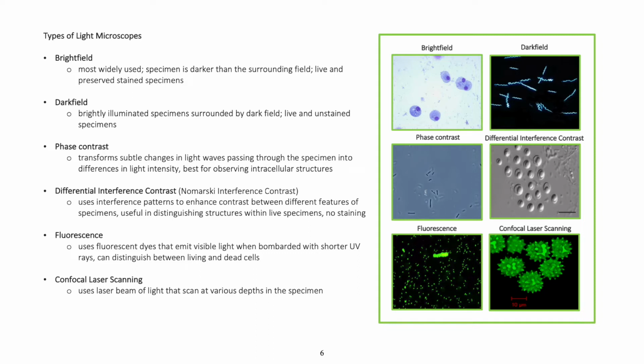Differential interference contrast or Nomarski interference contrast. Uses interference patterns to enhance contrast between different features of specimens. Useful in distinguishing structures within live specimens. No staining. Fluorescence. Uses fluorescent dyes that emit visible light when bombarded with shorter UV rays. Can distinguish between living and dead cells. Confocal laser scanning. Uses a laser beam of light that scans at various depths in the specimen.